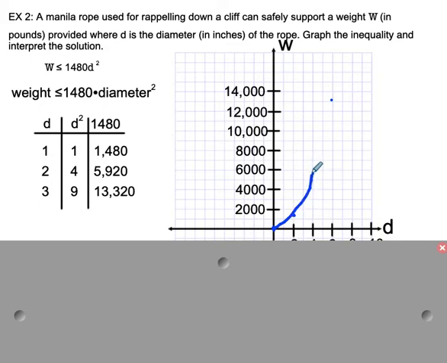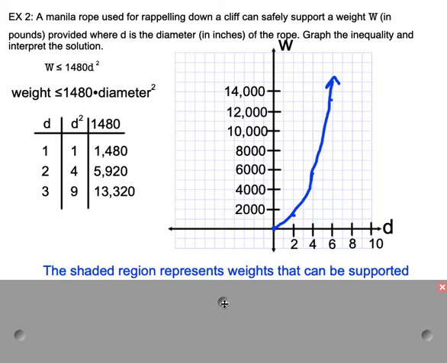Now, you might be asking yourself, this is a horrible parabola, I know. Why did you not reflect it? Okay, you got to remember the diameter is your x value. Are you ever going to have a negative diameter on a rope? No. That's why we only need the first quadrant here, because we don't need to worry about the negatives, because we're never going to have a negative weight, and we're never going to have something that has a negative diameter.